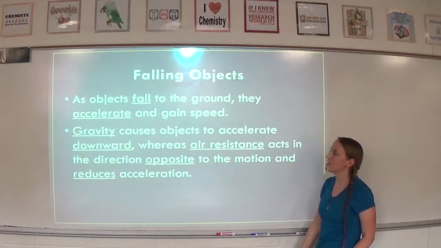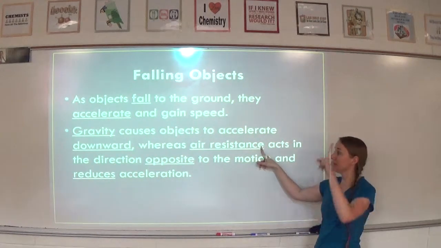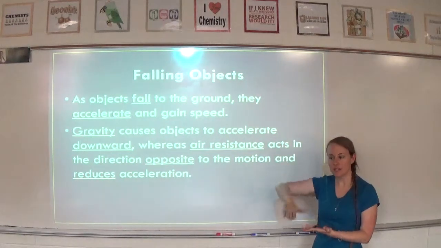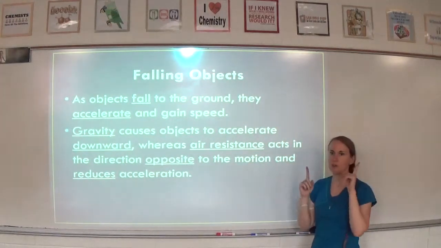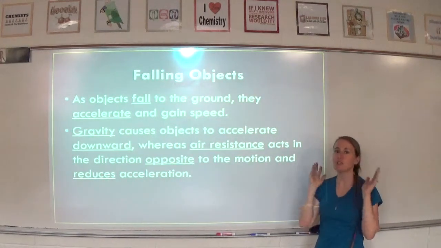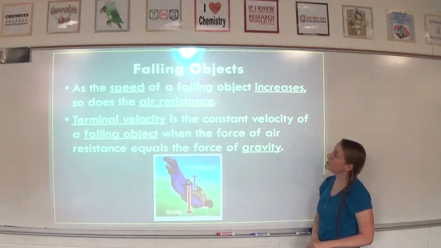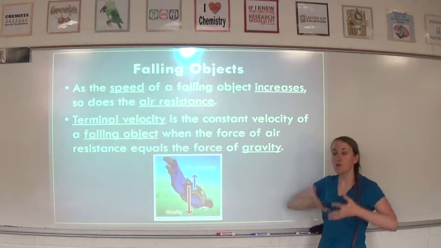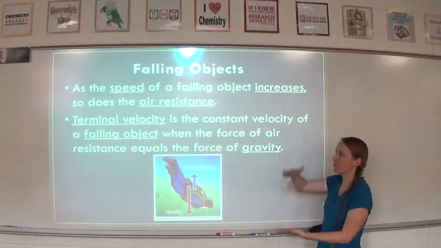Gravity causes objects to accelerate downward towards the Earth, whereas air resistance, that's our fluid friction, is acting in the opposite direction and it's trying to reduce your acceleration. So as you're falling, gravity is like pulling you down, but air resistance is trying to keep you up. It wants to slow you down because all those air molecules have to get out of the way. That's sliding past you, that's causing all that friction. So as the speed of a falling object increases, so does the air resistance. So the faster you start falling, the more you're going to feel that air resistance. That's why people's cheeks will start flapping when you're falling very quickly.